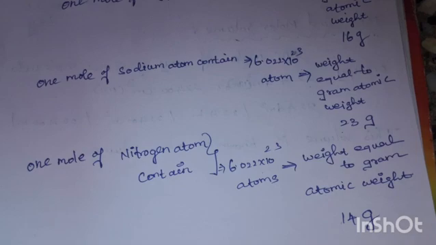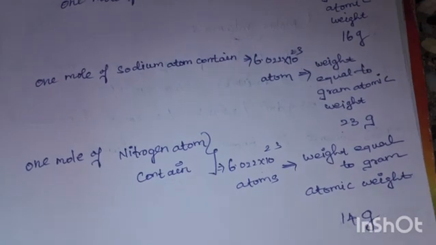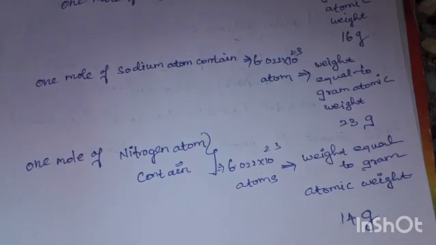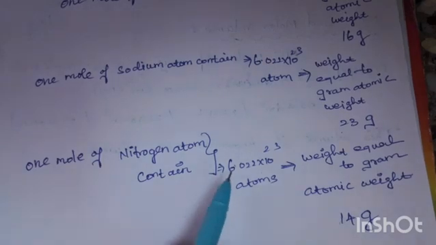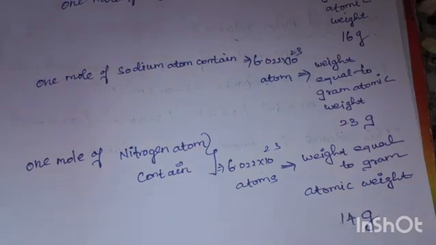So if you are asked to write the weight respective to 1 mole of nitrogen atoms, they are talking about its gram atomic weight, that is 14 gram. 1 mole of nitrogen atoms contains 6.022 into 10 to the power of 23 atoms. The weight equals gram atomic weight, 14 gram.